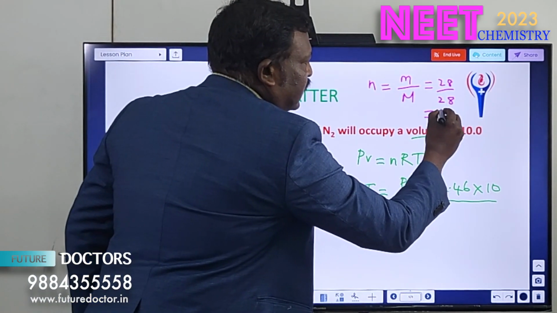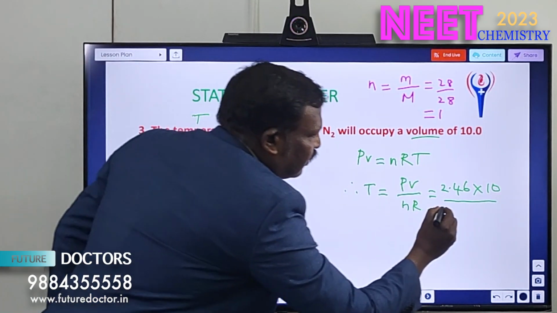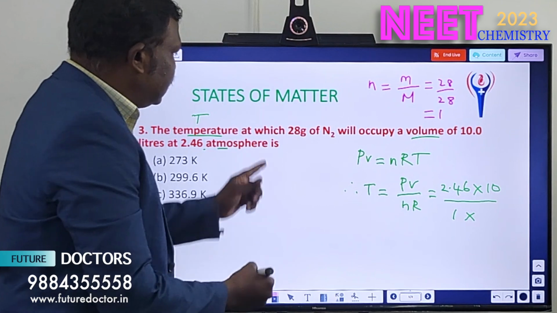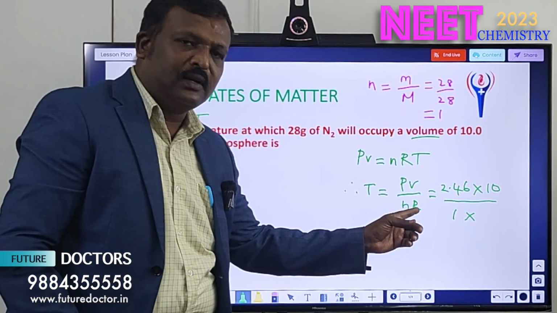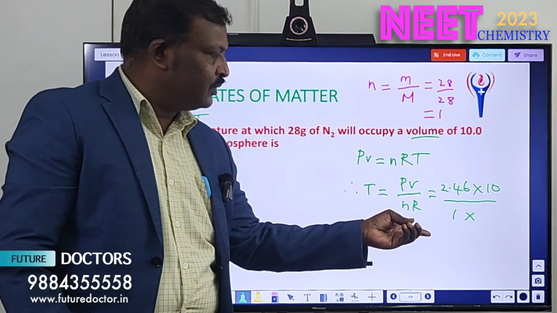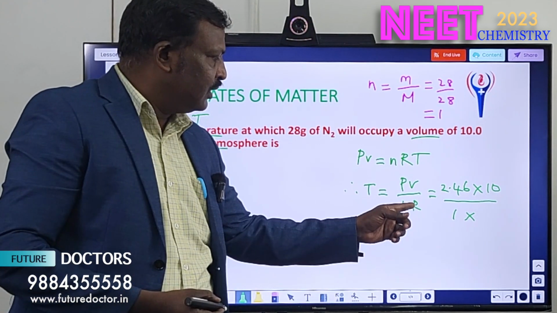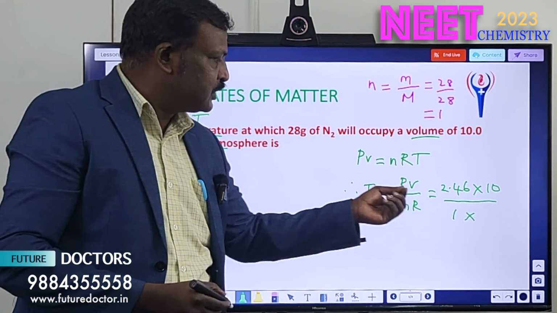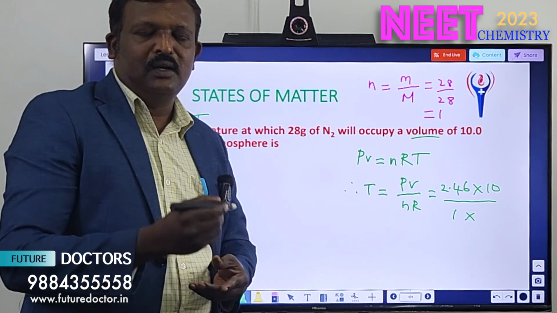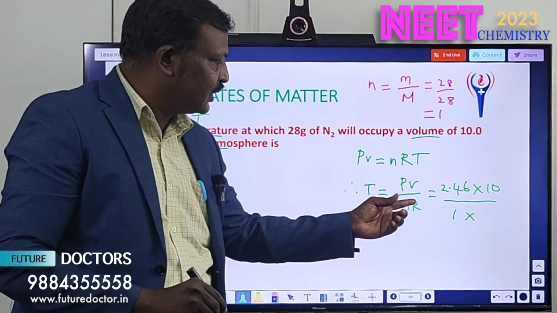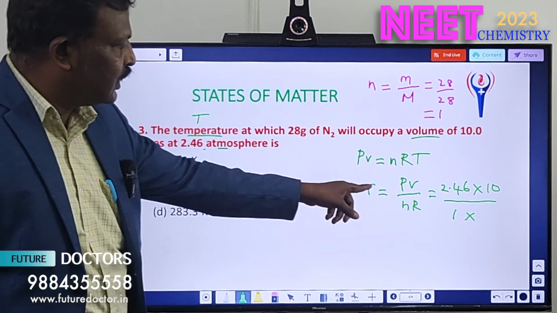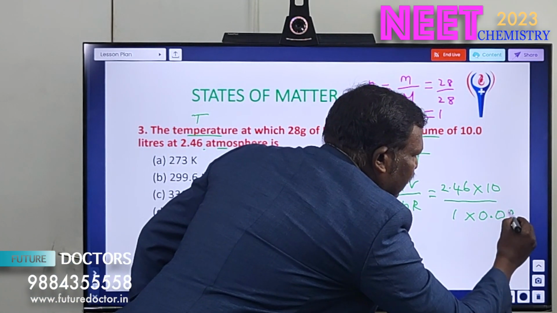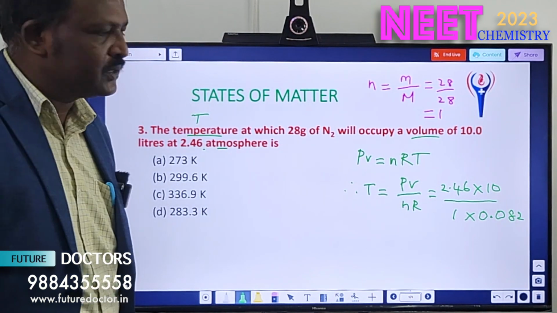So we can put in this place 1. Number of moles is 1 into R, which is called the gas constant. Here pressure and all is coming. We have 3 values of R. 8.314 joule per mole per Kelvin. Or sometimes R is equal to 0.082 atmosphere. Or sometimes it is in calorie, 2 calories or 1.99 calories. But in this case pressure and all is coming, so we can use R as 0.082. Just remember R is a gas constant.